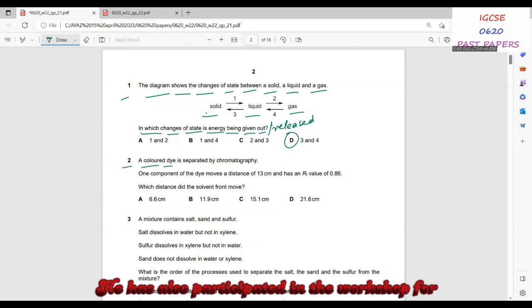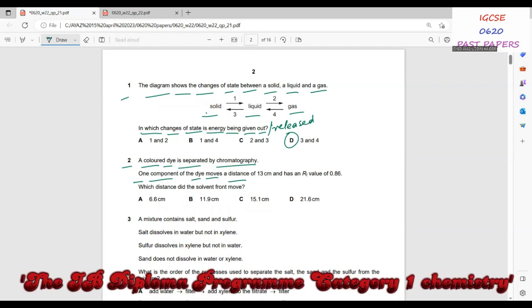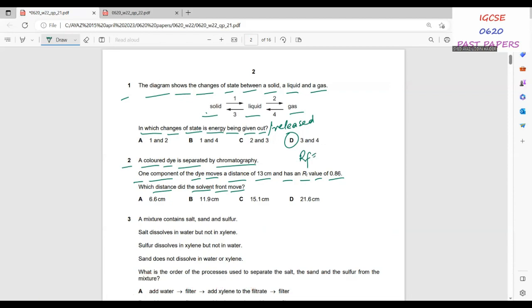Number 2, a colored dye is separated by chromatography. One component of the dye moves a distance of 13 centimeters and has an RF value of 0.86. Which distance did the solvent front move? We need to calculate the distance of the solvent. You know the formula? RF is equal to distance moved by dye divided by distance moved by solvent.